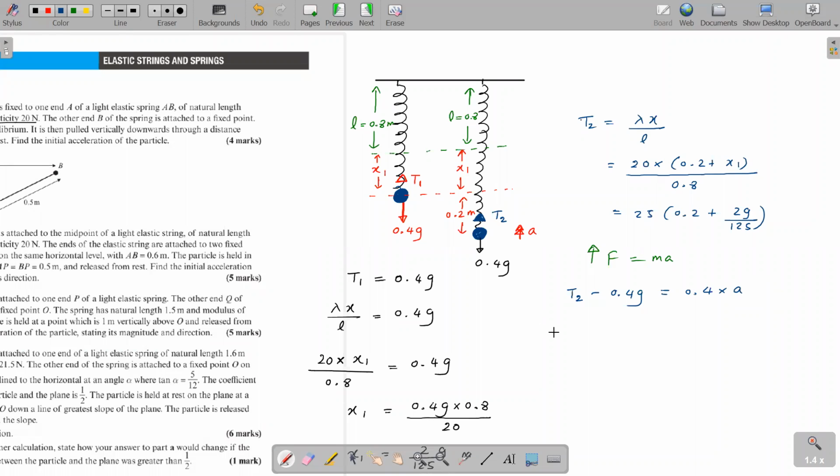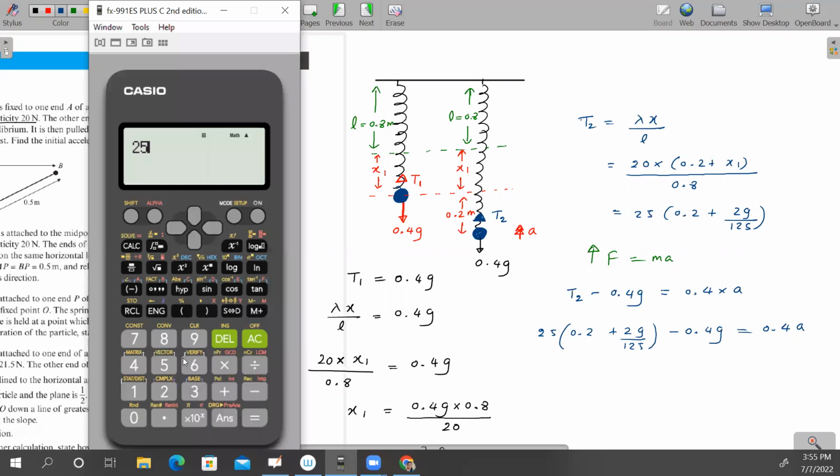So we can now go for the g value. We use g as 9.8 and get the answer to 3 SF or 2 SF. You can type this whole thing in the calculator: 25 times (0.2 plus 2 times 9.8 over 125) minus 0.4 times 9.8. Do you agree with me? I get 5. Perfectly, I get 5.